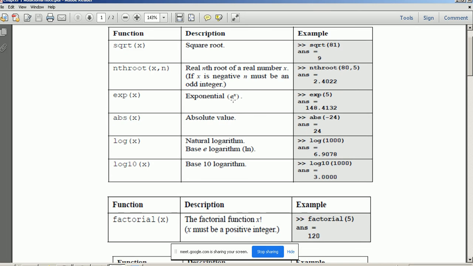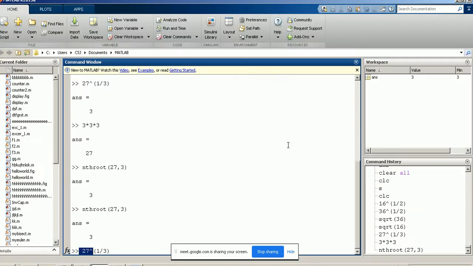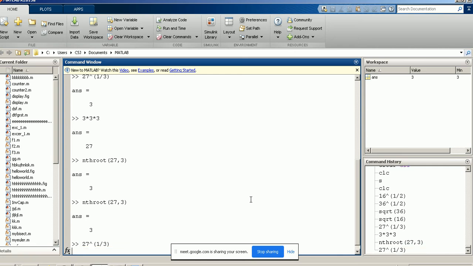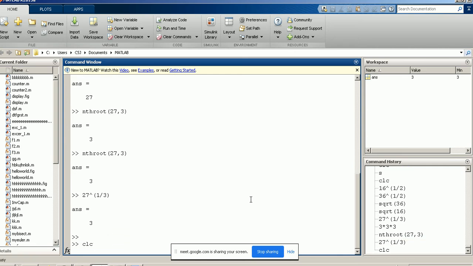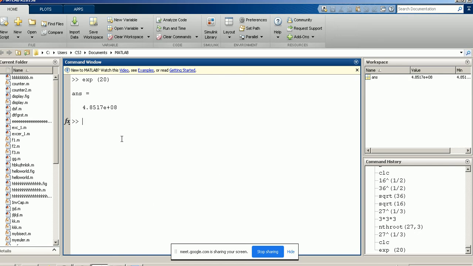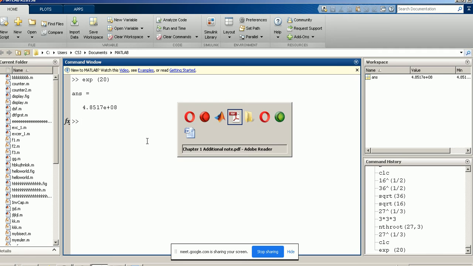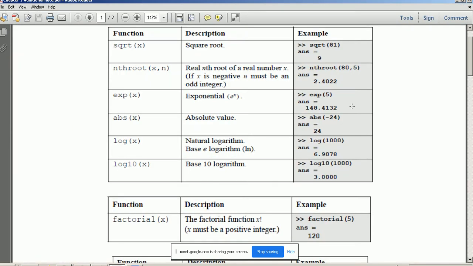As you can see here, if you want to find the exponential of anything, you write just exp of 5 or exp of 6. So if I want to find exp of 20, for example, it will give me the result. This is an exponential function, which is a mathematical function. We will find it in the exercises later today.